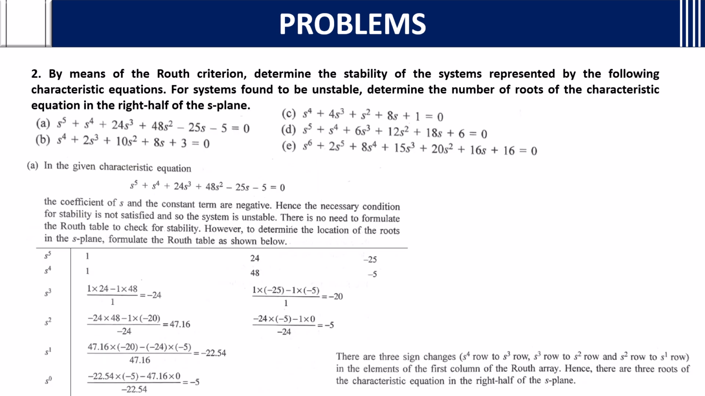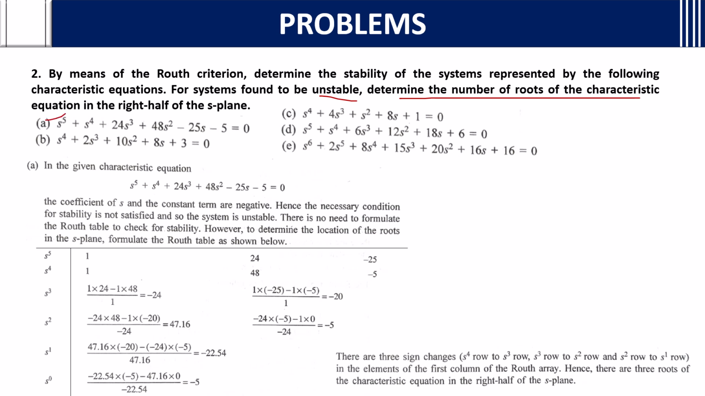We will see now. There are many questions present here, almost 5 questions. We will see one by one. By means of the Routh criterion, determine the stability of the system represented by the following characteristic equation. For a system found to be unstable, determine the number of roots of the characteristic equation in the right half of the S-plane. They are telling you to find whether the system is stable or not using the Routh criterion. And if it is unstable, we need to find the number of roots present on the right half of the S-plane. If they are on the right half of the S-plane, it is unstable. Then, the first equation we will take.